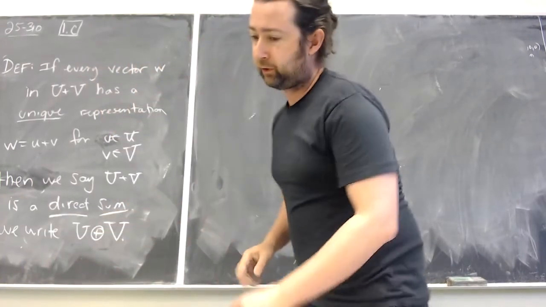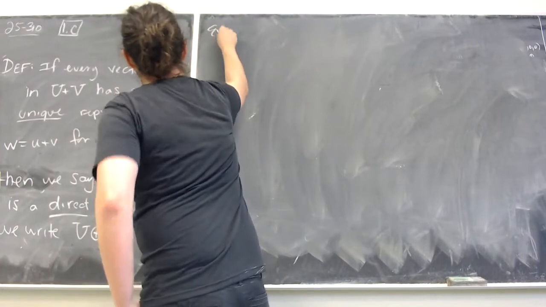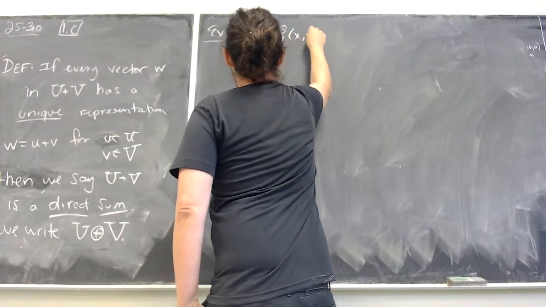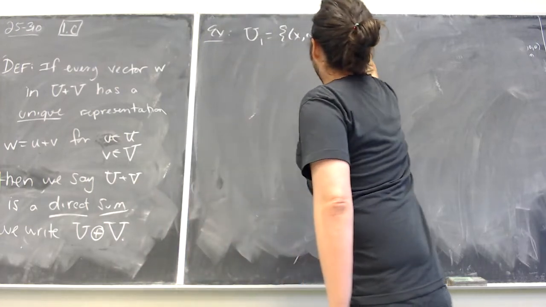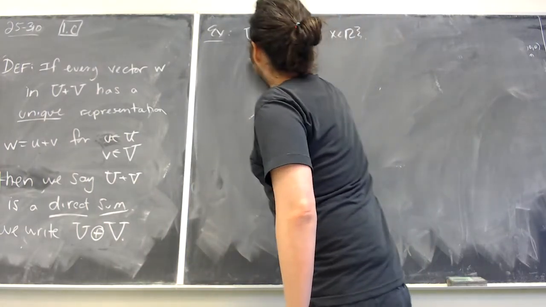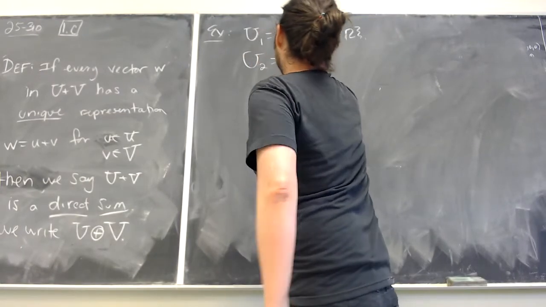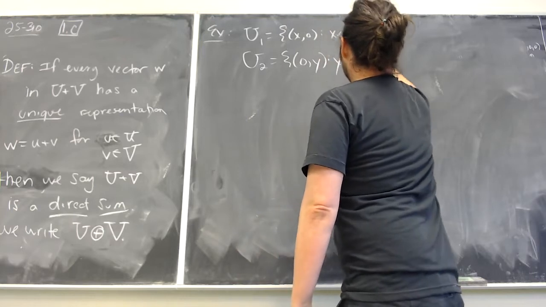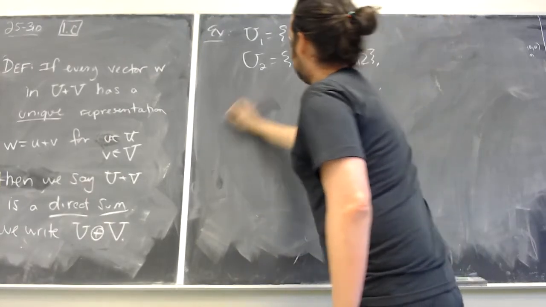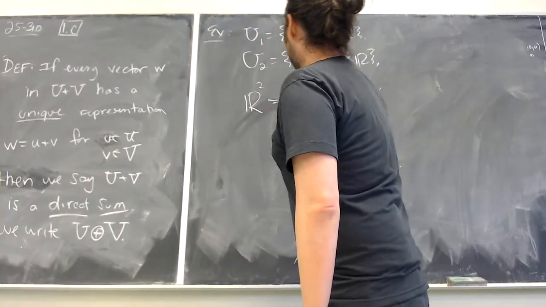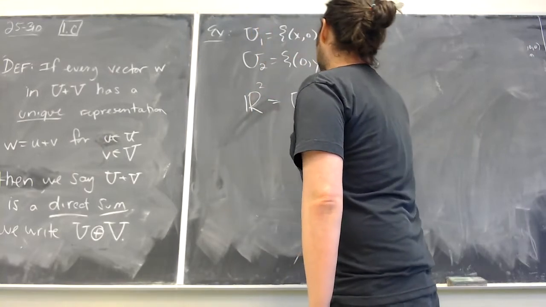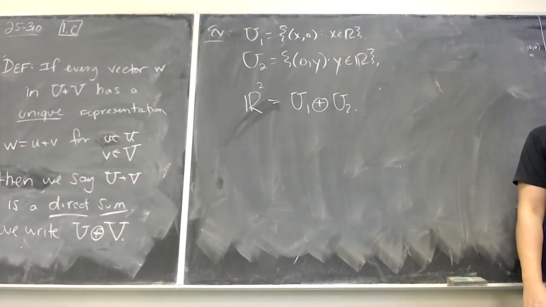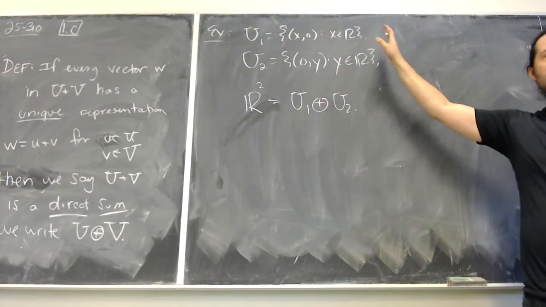Okay, so for example, if you have U1 as the vectors x, 0, where x is a real number, and you have U2 as the vectors 0, y, where y is a real number, then R2 is equal to U1 direct sum U2. You can think of this as kind of the standard coordinate system, right?